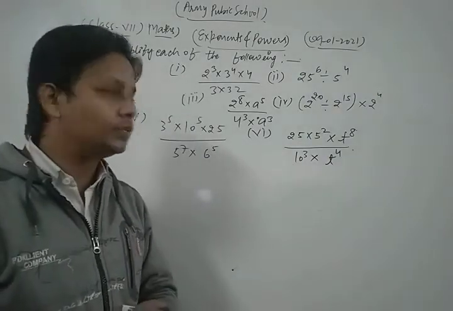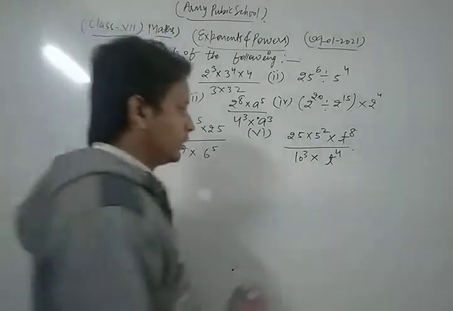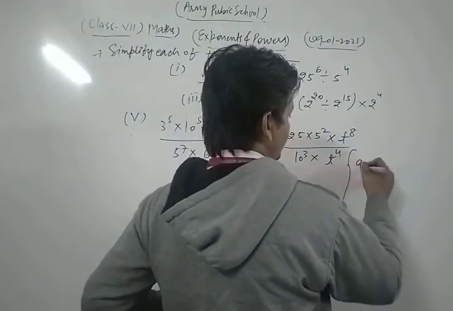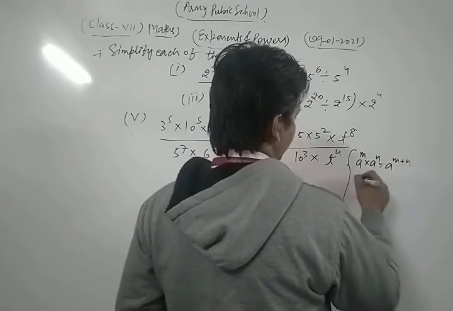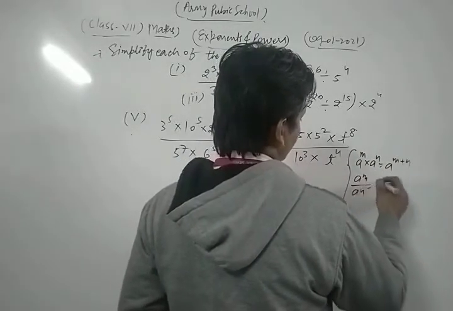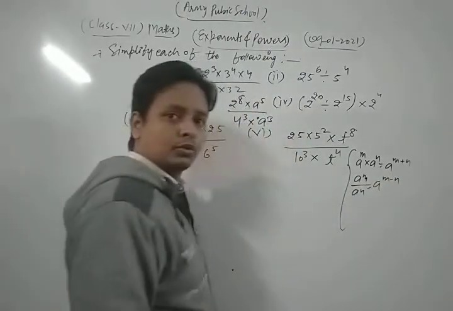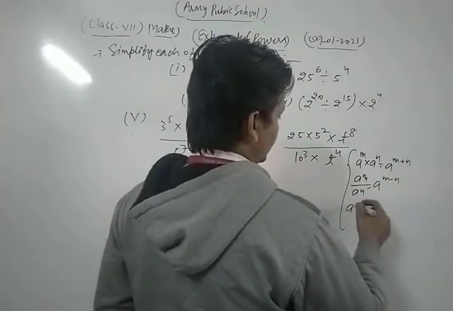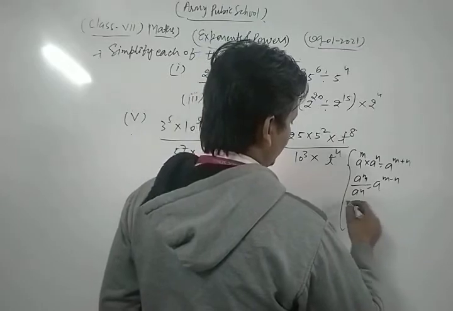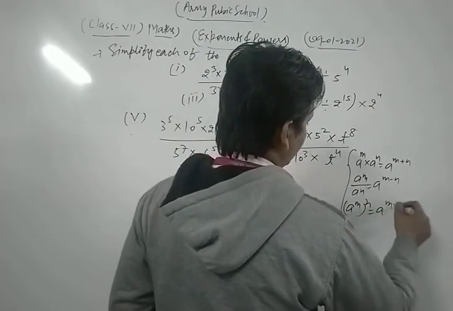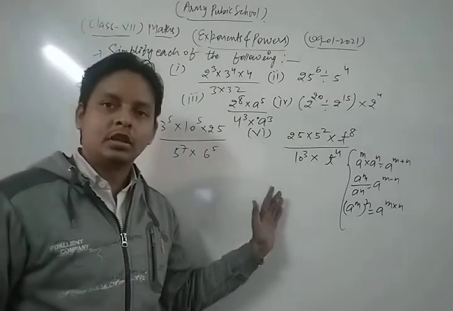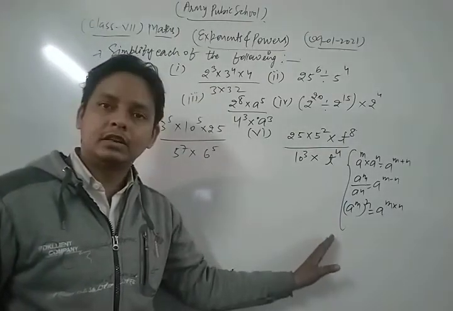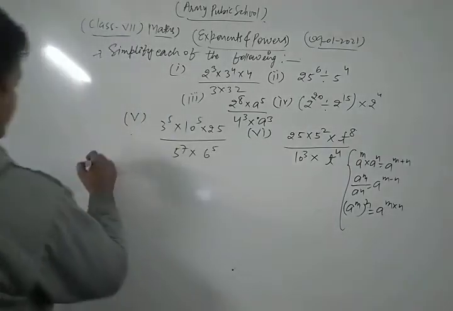Here, using the concept of exponents and powers, some basic laws of exponents, you do that. First of all, we write all the important laws. a power m upon a power n is equal to a power m minus n. Okay, you know that very well. And the next one is what? a power m to the whole power n is a power m into n. So in all these questions we apply these laws of exponents. Let's see the solutions one by one.